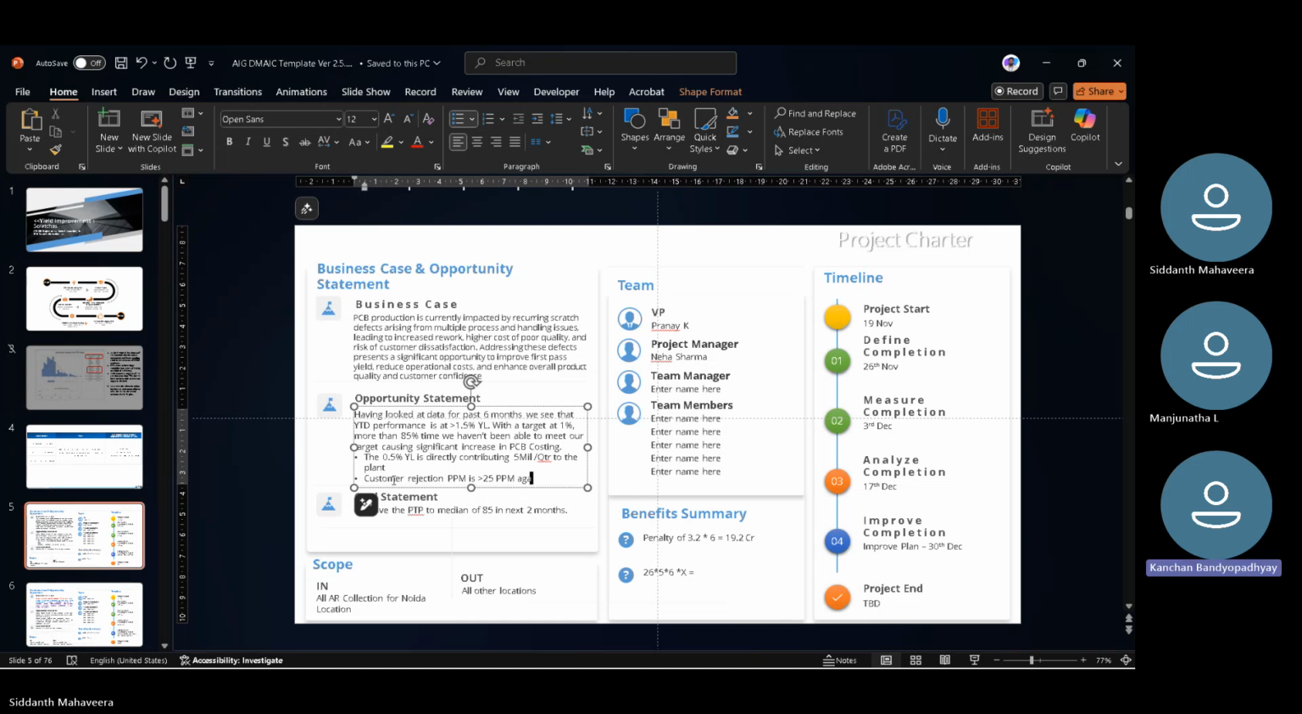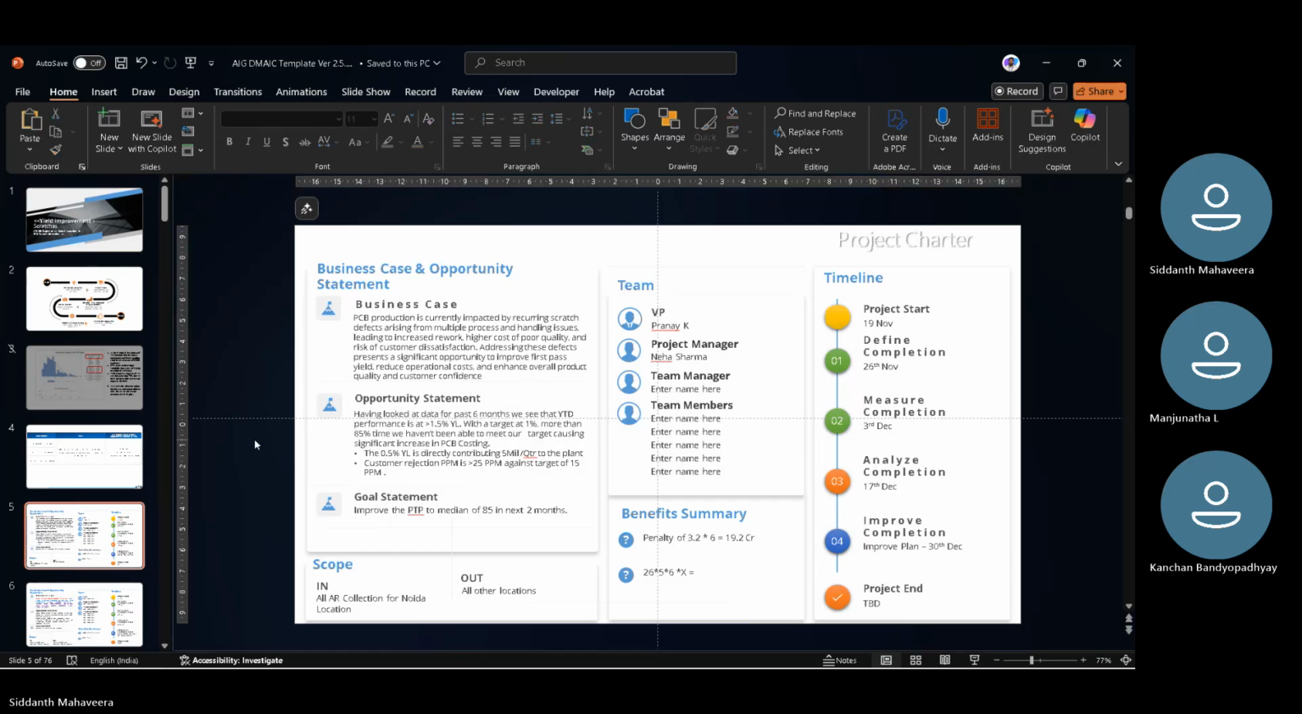And the target is, let's say, 15 or 20 ppm. Hypothetical. We'll check it. We will consider 1 or this 3 would be fine.